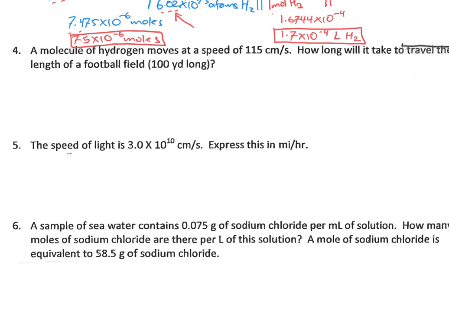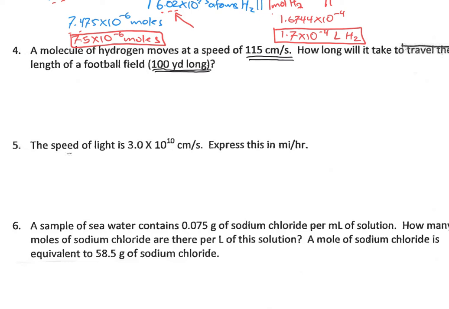A molecule of hydrogen moves at a speed of 115 centimeters per second. How long will it take to travel the length of the football field? So I think most students, what would happen here is that they would start with 115 centimeters per second. But our final answer needs to be in time and time alone. So I would not start with a double unit like this, which we call a conversion factor here. But instead, we're going to start with 100 yards long, and I think this is where some students are getting a little tripped up. It's not impossible to start with 115 centimeters per second. You just got to make sure everything cancels out.